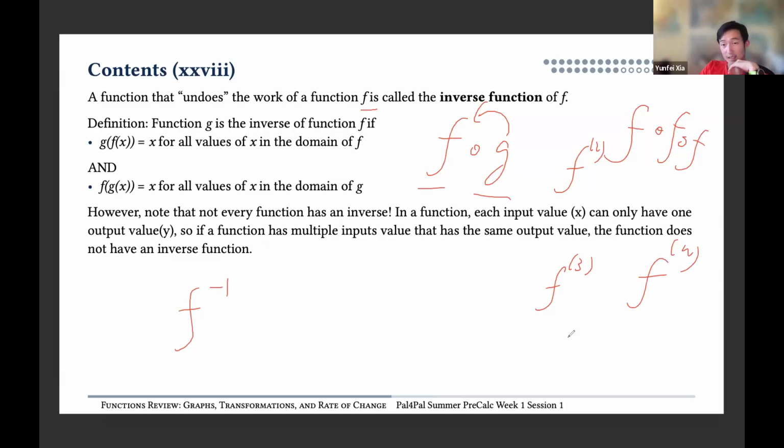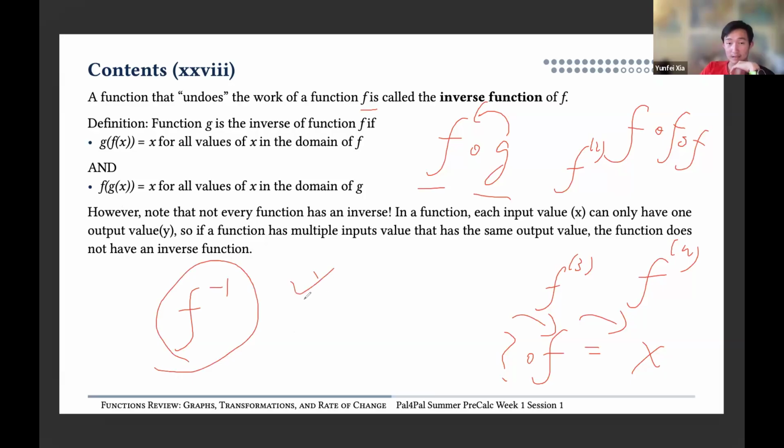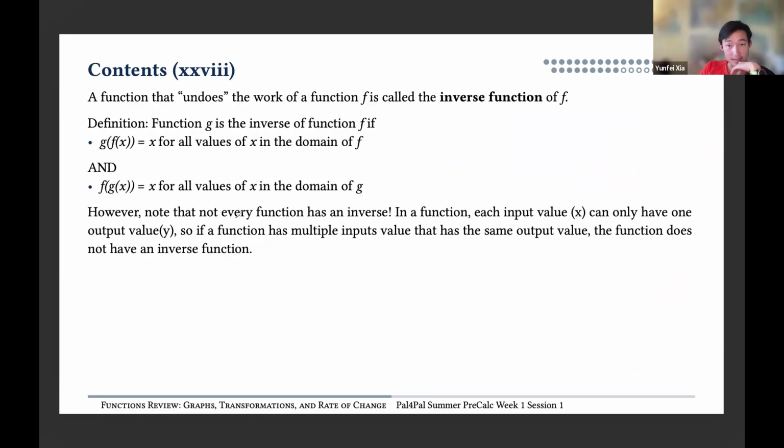But that naturally motivates the question of what function composed with f will be just x. It kind of undoes the effect of f on x. It cancels it out. So therefore, we define such a function to be the inverse of f. Sometimes it exists, sometimes it doesn't. And here are some examples.